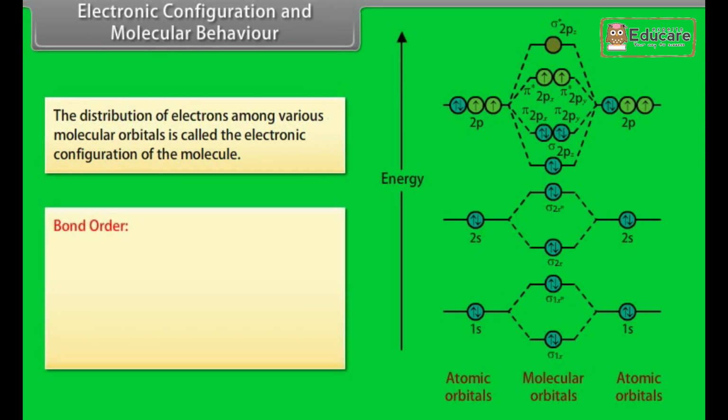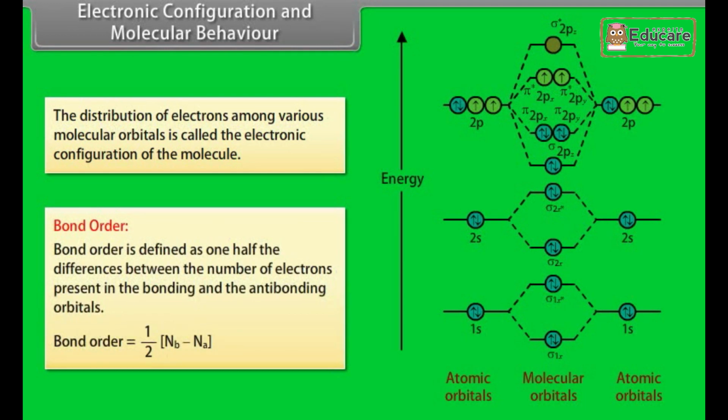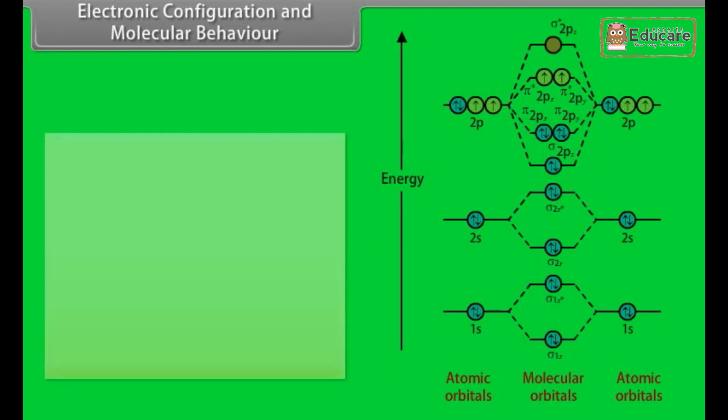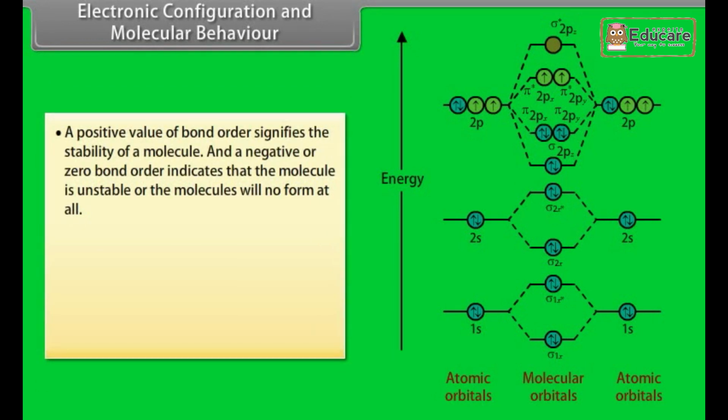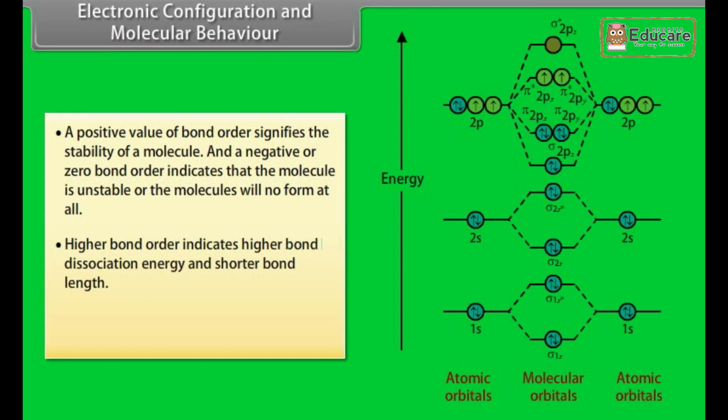Bond order. Bond order is defined as 1/2 the difference between the number of electrons present in the bonding and the anti-bonding orbitals. A positive value of bond order signifies the stability of a molecule, and a negative or zero bond order indicates that the molecule is unstable or the molecule will not form at all. Higher bond order indicates higher bond dissociation energy and shorter bond length. Bond order indicates the number of covalent bonds in the molecule.